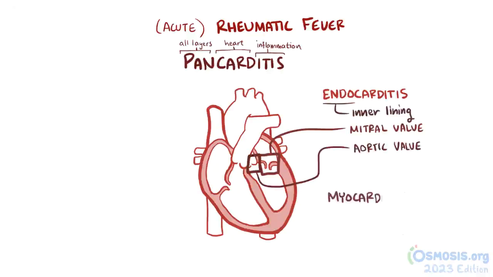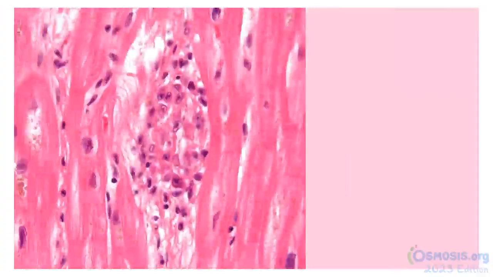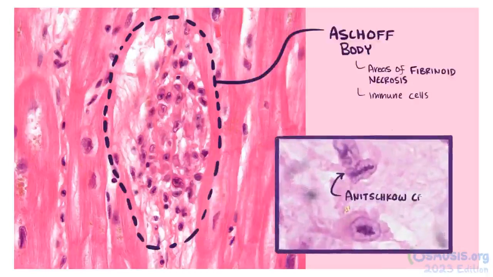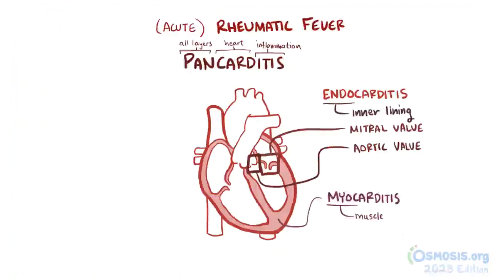The next is myocarditis, inflammation of the myocardium, or heart muscle. Inflamed areas in the myocardial tissue are called Aschoff bodies, which are areas of fibrinoid necrosis with immune cells like T cells and these characteristic Anichkow cells, enlarged macrophages which have characteristic caterpillar-looking nuclei. It turns out that myocarditis is the most common cause of death in acute rheumatic fever, because this inflammation and necrosis makes the heart wall unable to contract with full force, which results in heart failure.